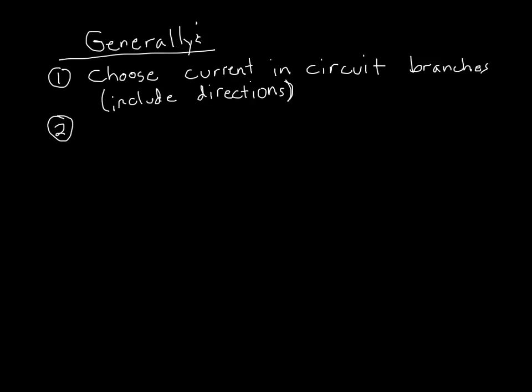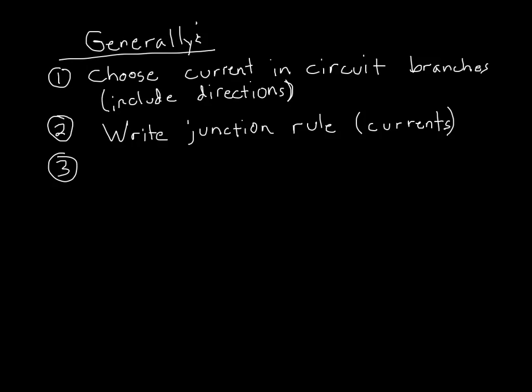Once you've chosen your current directions, you need to make sure that you write the junction rule. Find out which currents are entering a junction and which currents are leaving. The total current into a junction has to equal the current out of a junction. So this junction rule is very important and uses your currents. After you have a junction rule written down, you need to find closed loops, and you will use these closed loops to write the loop rule.